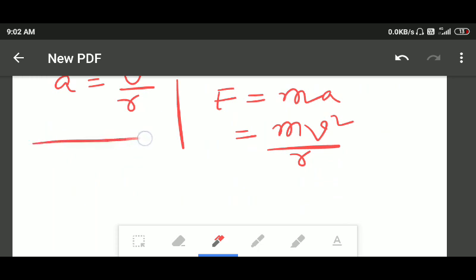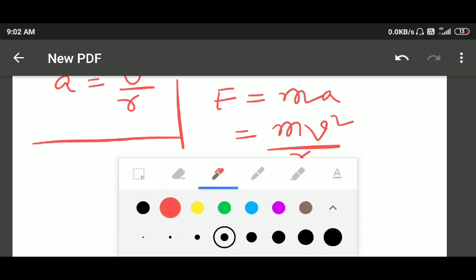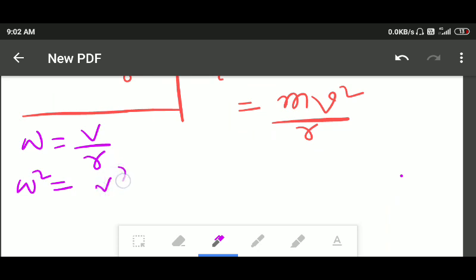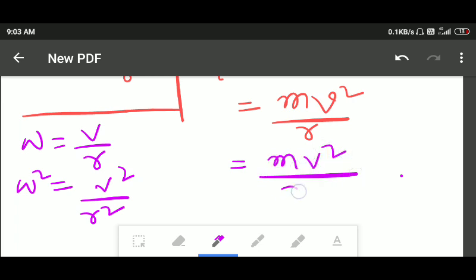We know a relation between omega, v and r. What is the relation between omega, v and r? We know that omega equals v by r. I think you guys know. You had the relation as v equals r omega, but we can write that expression this way also. So if I write omega square, that will be equal to v square by r square. But here one r is missing, so I have to make the equation like that, m v square by r.